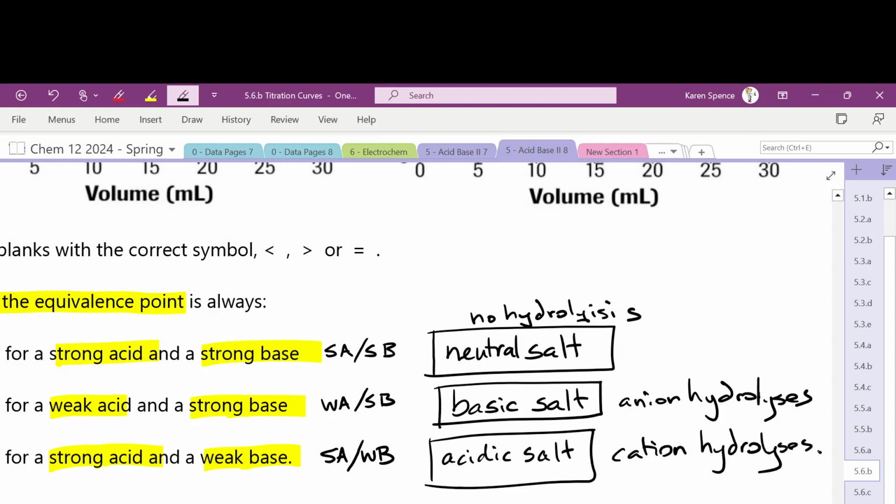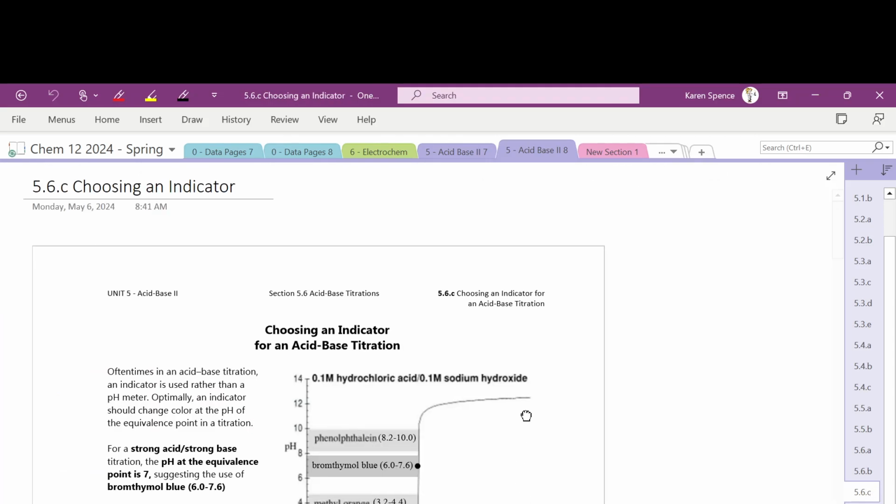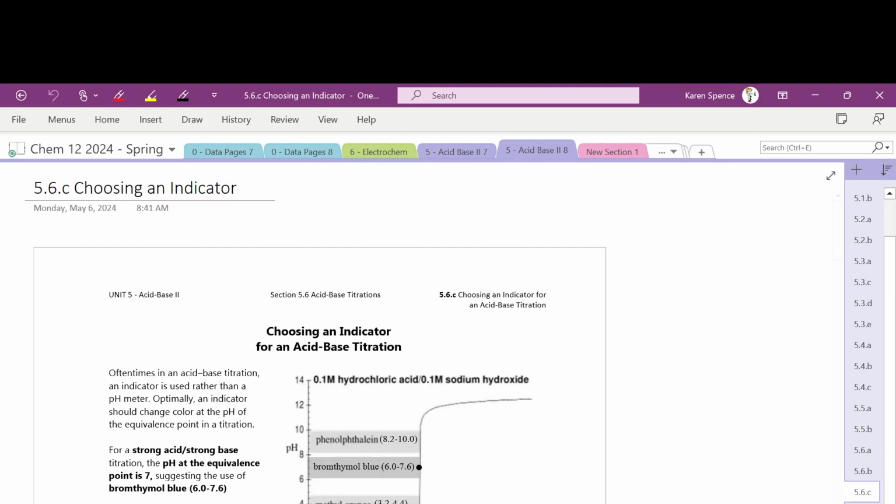Is that good? All right. Okay, we're going to skip the questions and we're going to bop ahead to choosing an indicator for an acid-base titration. So that is 5.6C on page 106.